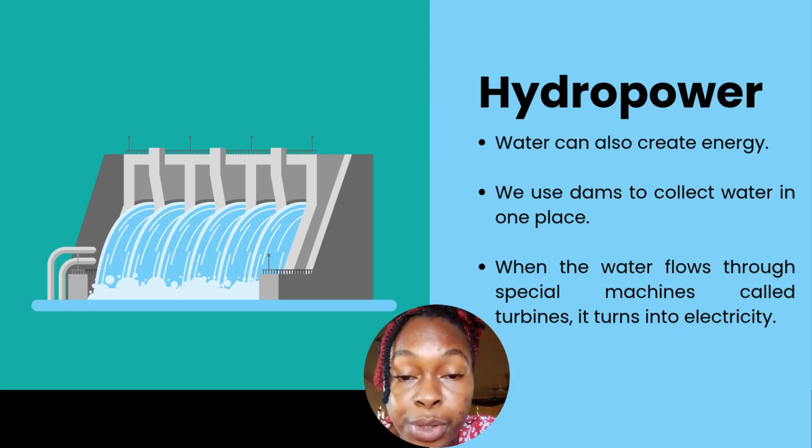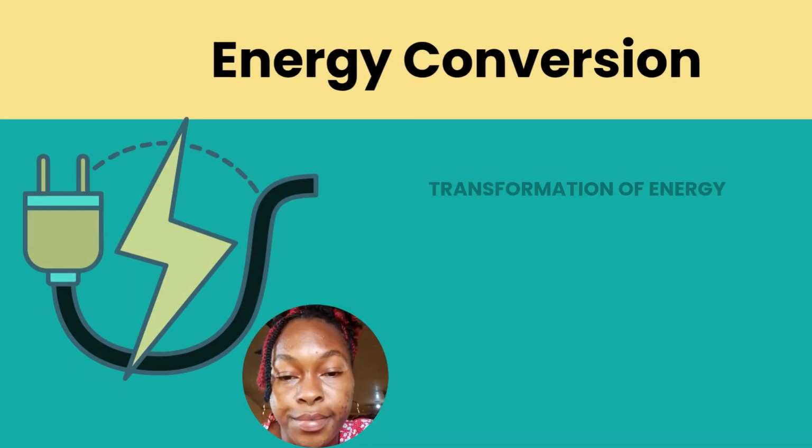Interestingly, water can also be used to create energy, and then we can use dams to collect water in one place. And when water flows through special machines called turbines, it turns into electricity. Now, this form is what we call the hydropower.